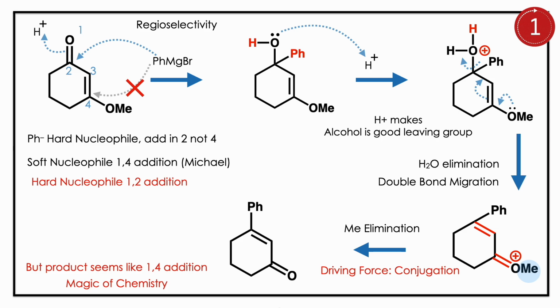Finally, you have a conjugated ketone at the O-methyl group. Then the methyl group eliminates, and you have the conjugated ketone. Why is this important? Because the starting step is 1,2 addition, but the final product looks like 1,4 addition. All this is possible because of the acidic condition. That is the magic of chemistry here. So the concept you outline here is that you should master the reaction conditions to master the Michael addition.